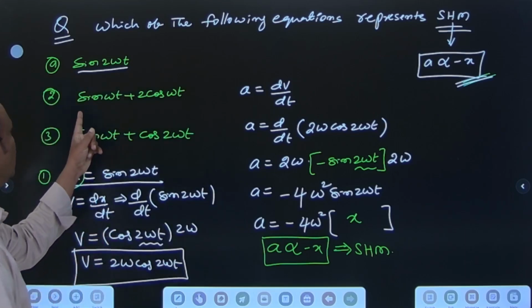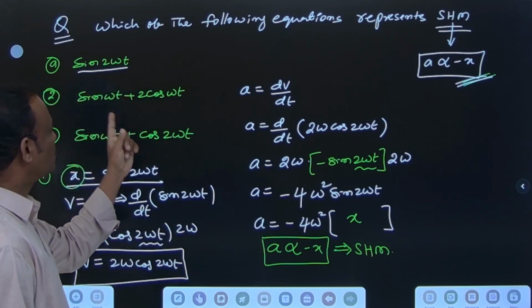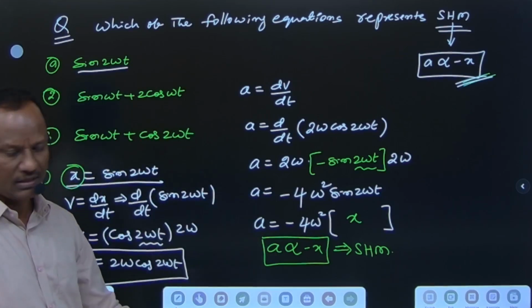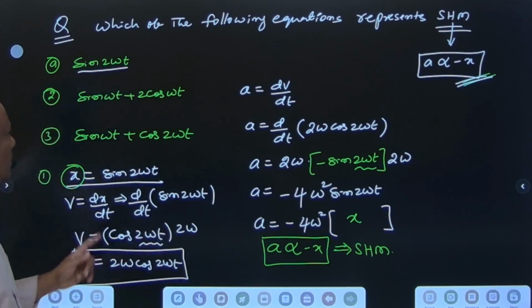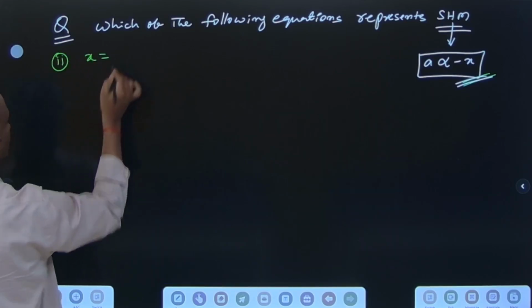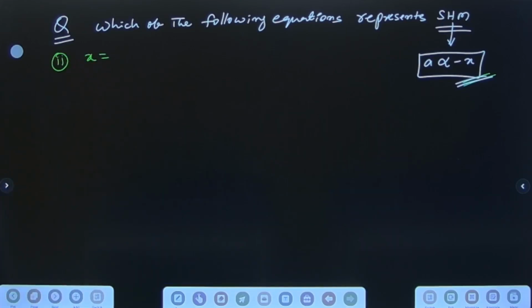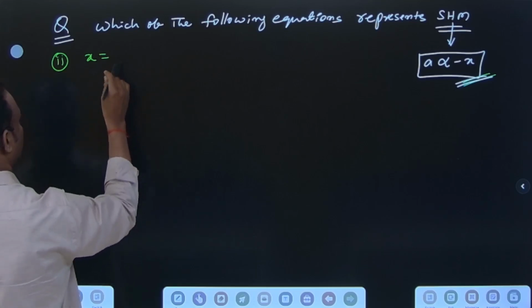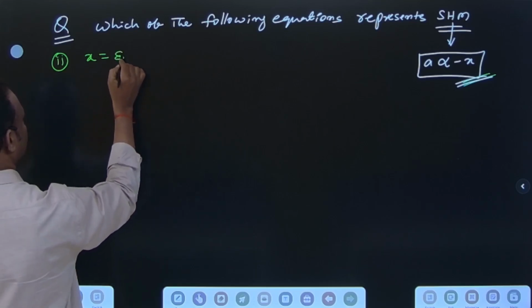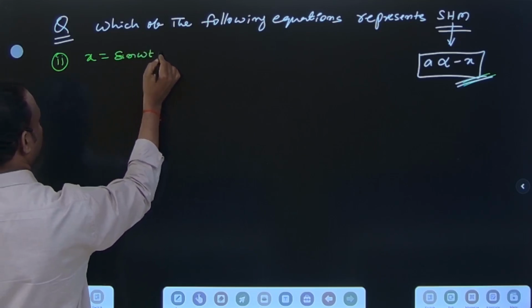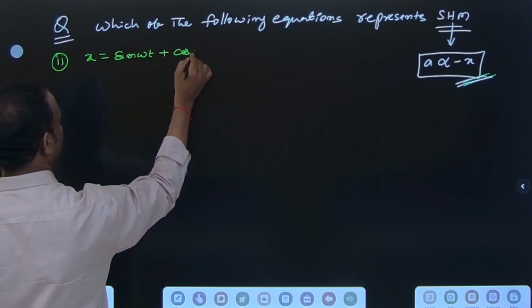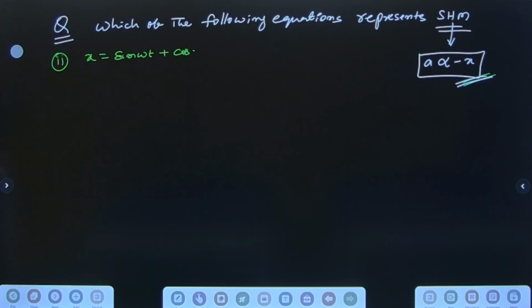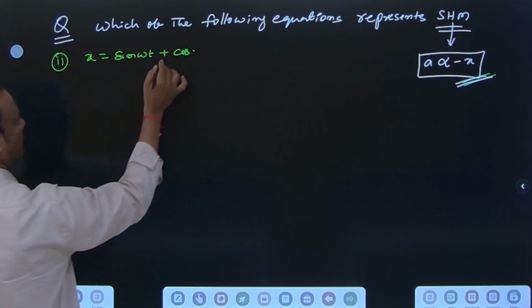For the second one, sin omega t plus 2 cos omega t. Let us do the second question. X is equal to what we wrote? Sin omega t plus 2 cos omega t.